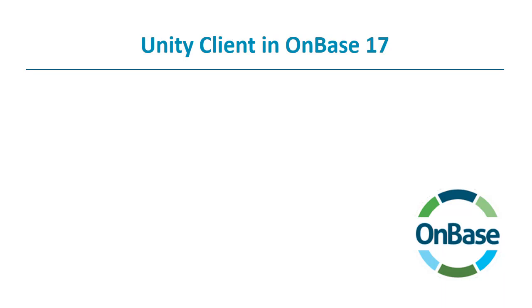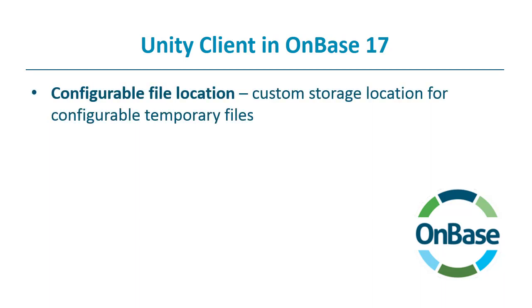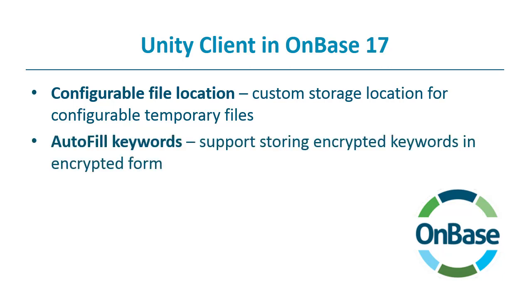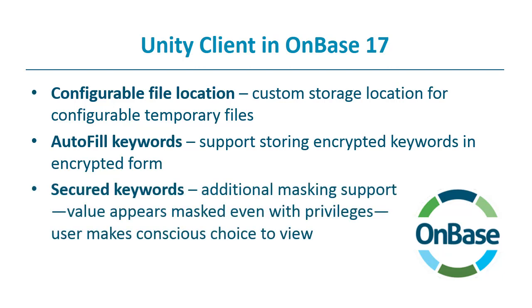The first is a configurable file location, and this is custom storage for the location of configurable temporary files created by the Unity Client. The autofill keywords now support storing encrypted keywords in encrypted form, and secure keywords provide additional masking support. So the value appears masked even if the user has privileges and they have to make a conscious choice to view that secured keyword. So just an extra layer of security on those sensitive keywords.